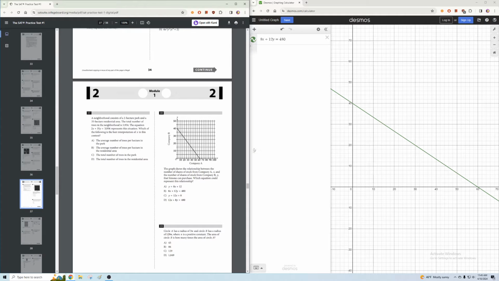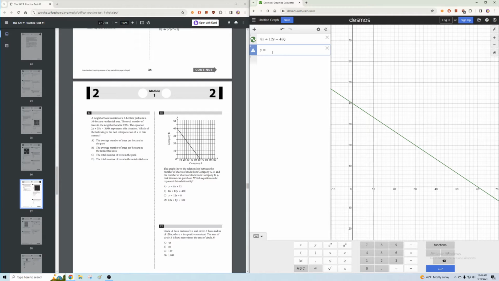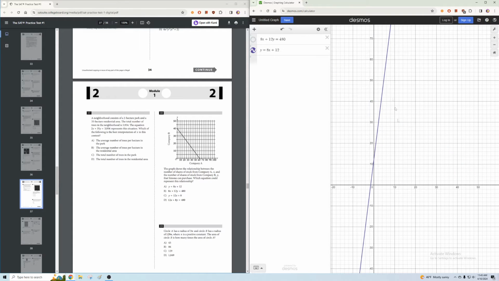But let's pretend again that we don't know math, right? We're just utilizing the tool that we have. You could just sit here and graph each of these and see which one matches the graph that is provided. So for example, if I do this 8x plus 12, this is not right. This is not this line right here. So you could just graph each of these and find the match if you want to.